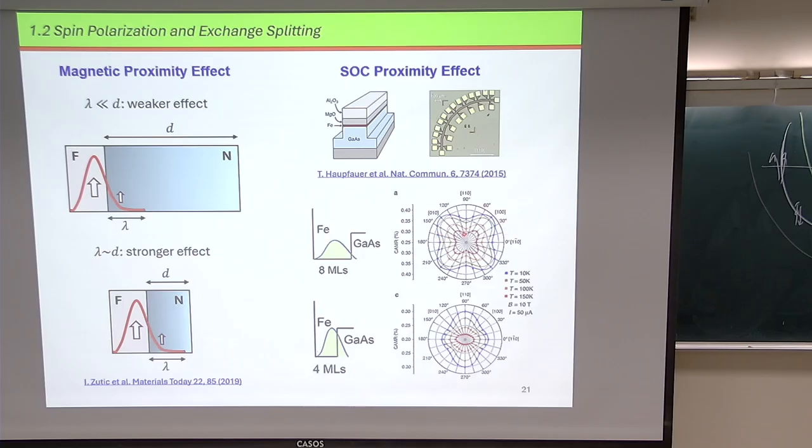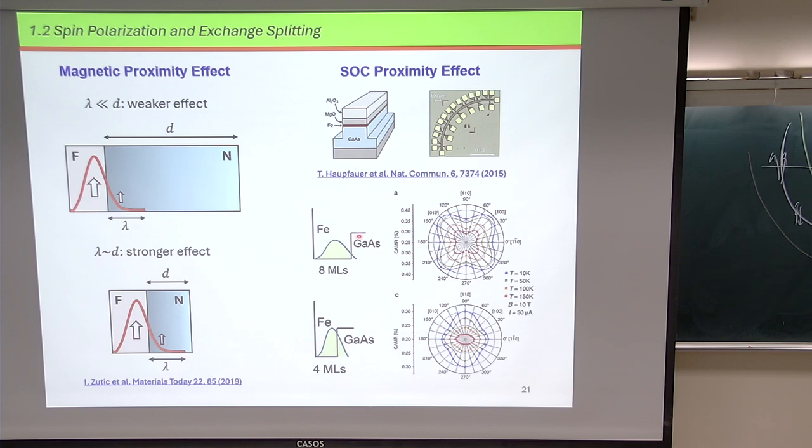Now you have 8 monolayers, like in this case, when you make the measurement, you see something that has a 4-fold symmetry. You see 1, 2, 3, 4. So you rotate by 90 degrees, you get the same thing. So it means that in this case, the effect of this interfacial gallium arsenide is very small. So this penetration is very small. There is almost no spin-orbit coupling proximity.